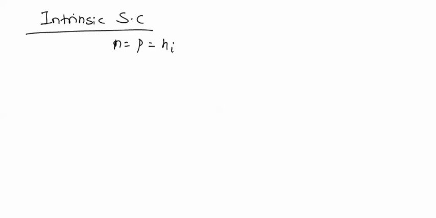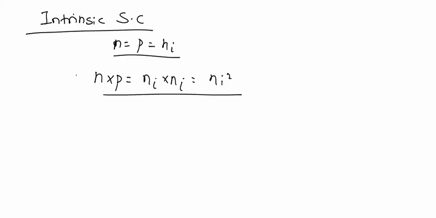Now, first, for intrinsic semiconductor, we can say that N equal to P equal to Ni. The charge carrier concentration will be the same for electron and hole in intrinsic semiconductor. If the electron and hole concentrations are the same, according to mass action law, N into P equal to Ni into Ni equal to Ni square, which is verified. We already knew that.